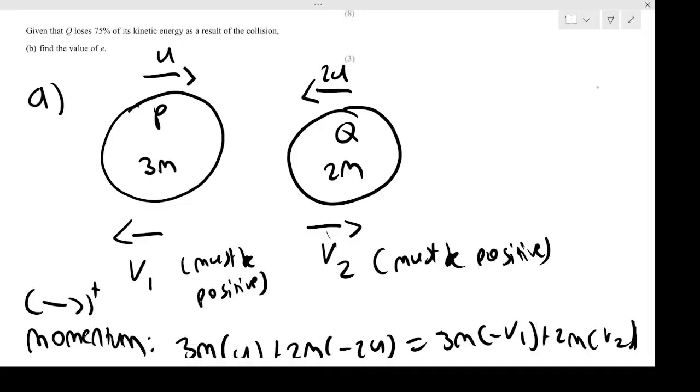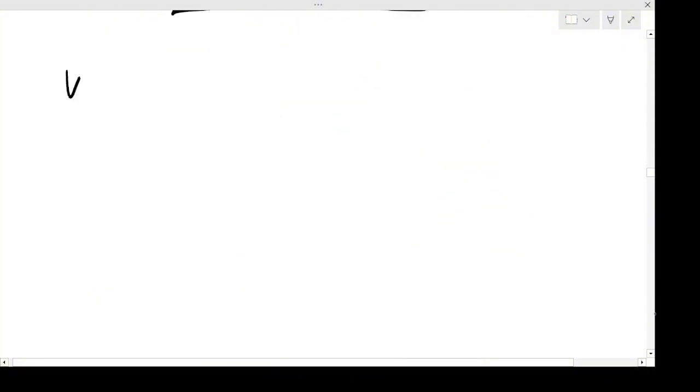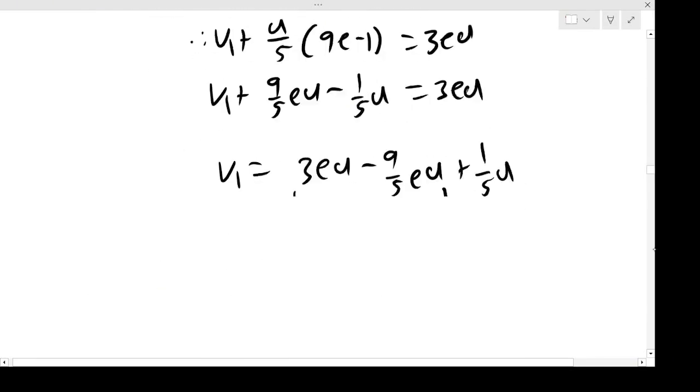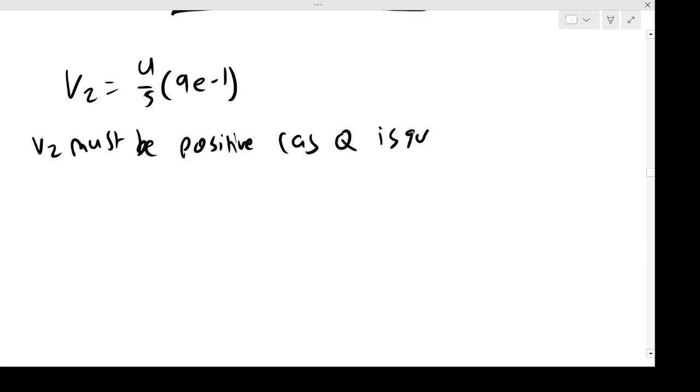So with that said, we need to consider the sign of either V1 or V2. Let's just pick V2. Now we've just looked at V2, so I'm going to copy that again. So V2, remember, is U/5 of 9e minus 1. As we discussed, V2 must be positive as it's moving forward. As the second particle, was it Q? As Q is guaranteed to move forward.